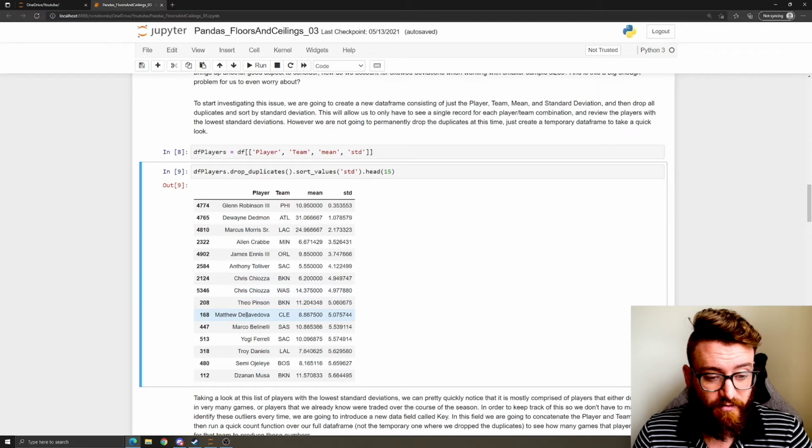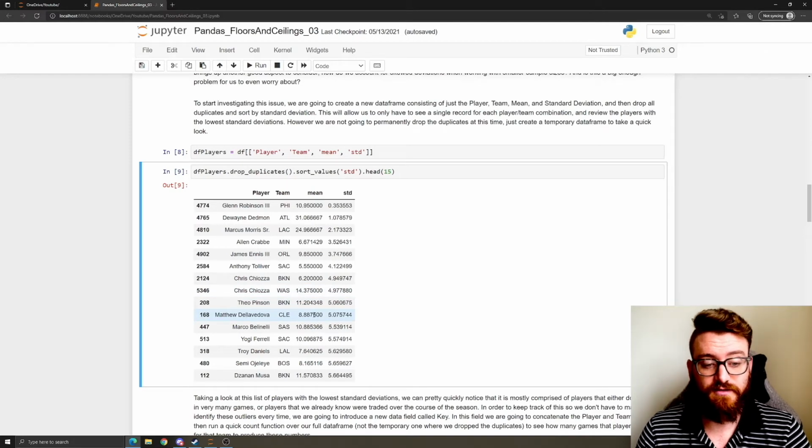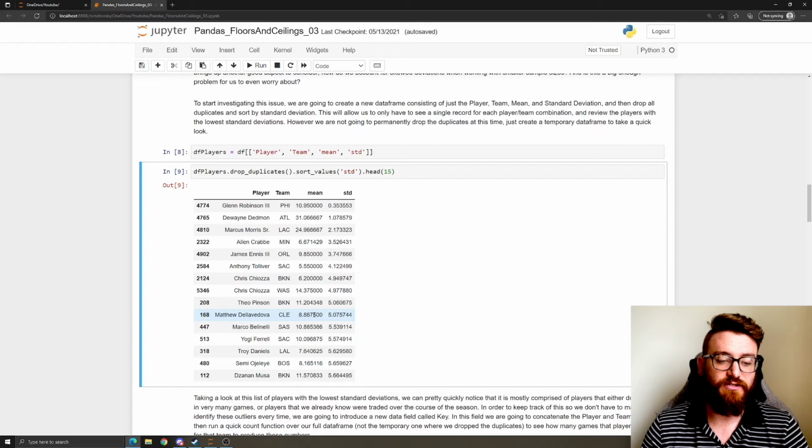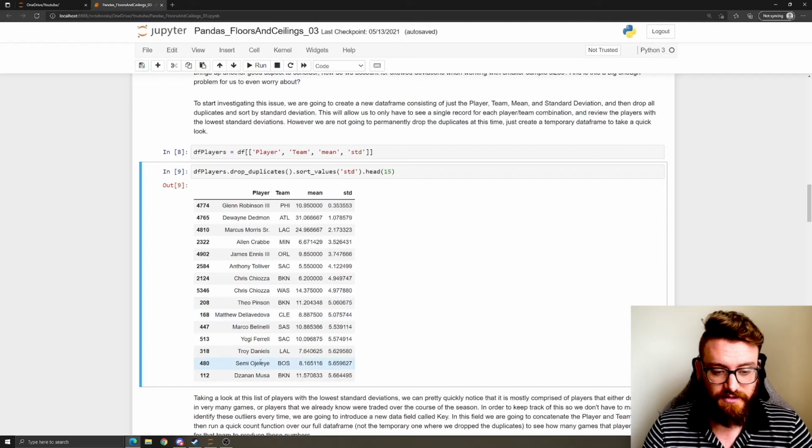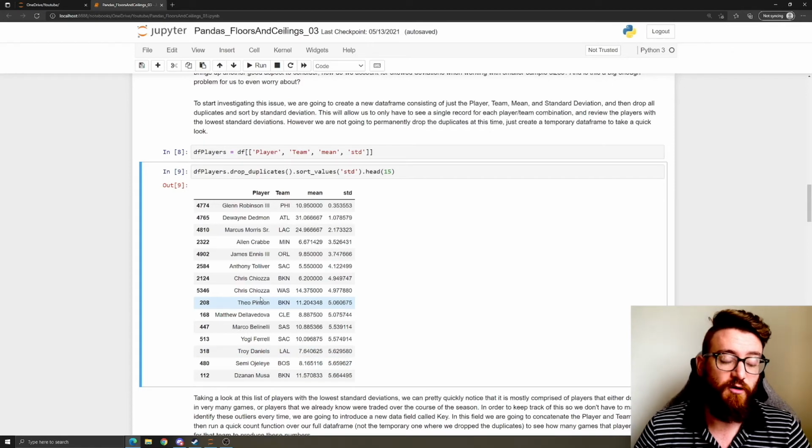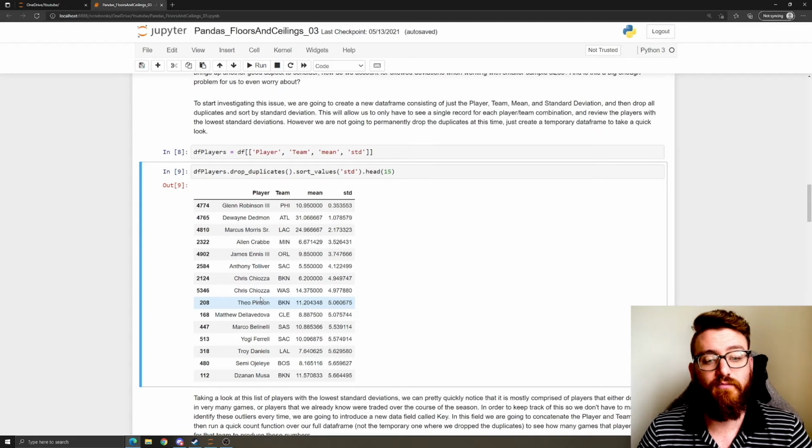Matthew Dellavedova, he was not traded, but he's... And that's where you want to double check. Like Semi Ojeleye, I know he played for Boston the whole season, low standard deviation. A lot of players with low standard deviations are going to be more of those low-minute role players that you never ask a whole lot out of them, but they are very consistent in what they give you.